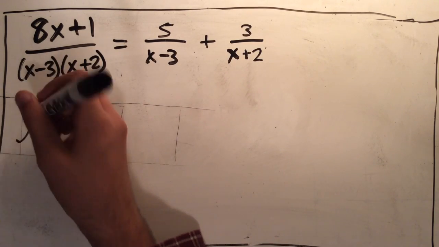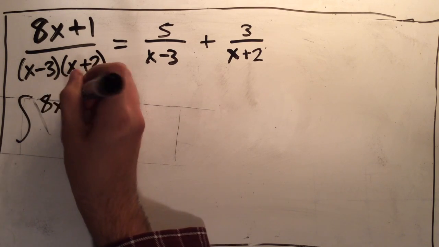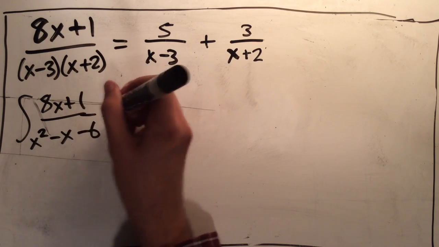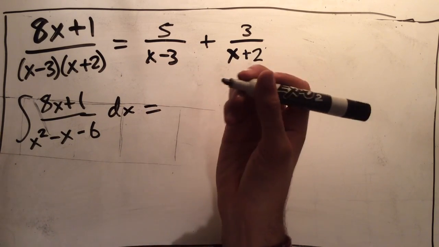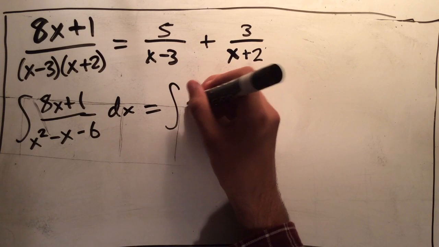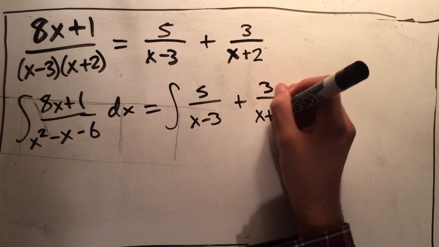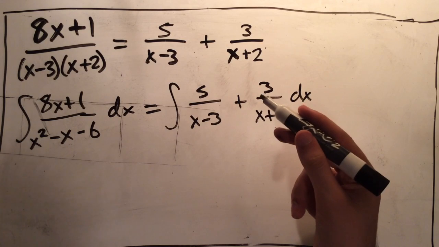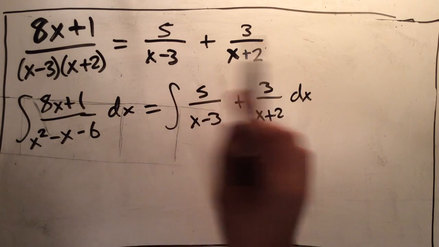So our original integral was the integral of 8x plus 1 over x squared minus x minus 6 dx. And now we are going to replace it with the integral of 5 over x minus 3 plus 3 over x plus 2 dx. Now we can take the integral of this. Before we couldn't, but now we can because we split it into two separate fractions.